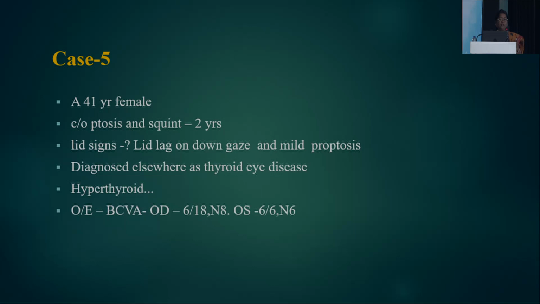So this is a 41-year-old female. She was referred to us as thyroid eye disease. She had ptosis, she had a squint for 2 years with lid signs. I'll see how you are picking up the lid signs. There's a drop in the right eye vision and that of the left eye is normal.